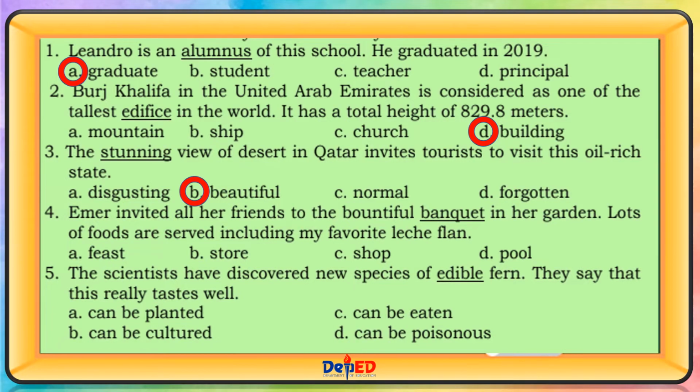Emmer invited all her friends to the bountiful banquet in her garden. The correct answer is letter A, feast. The scientists have discovered new species of edible fern. The answer is letter C.